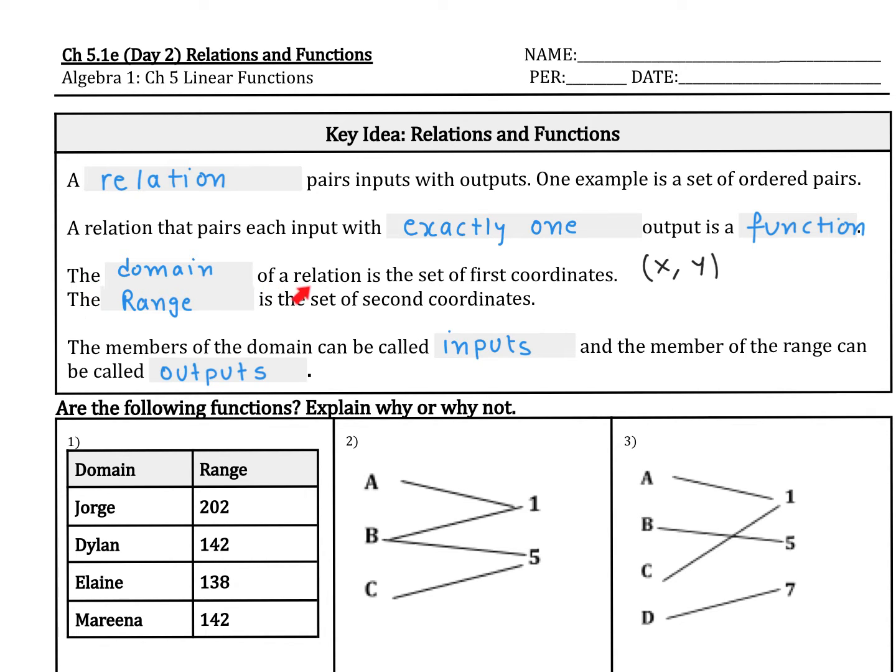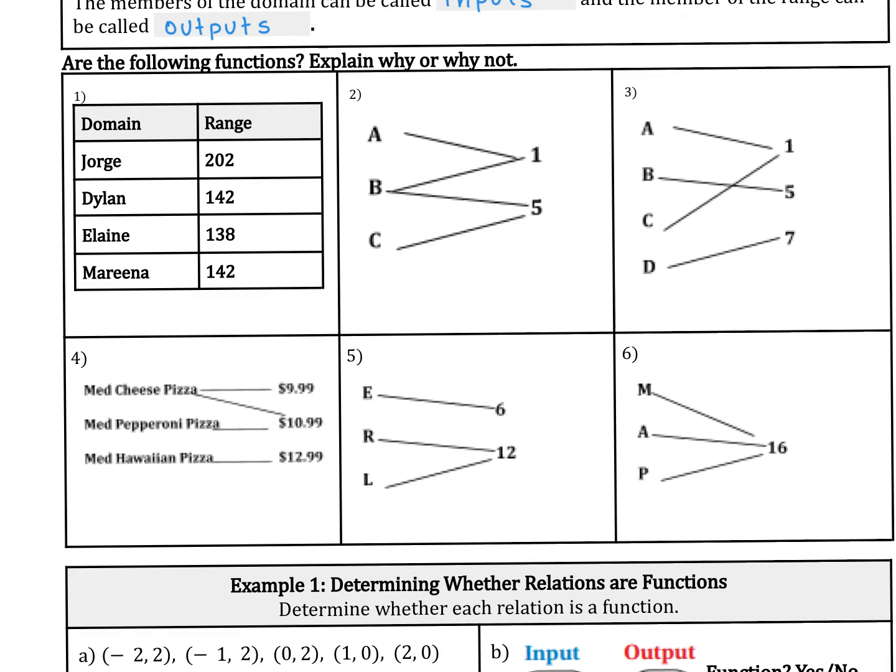The domain of a relation is the set of first coordinates, which are x values. The range is the set of second coordinates, which are y values. The members of the domain can be called inputs, so x values are called inputs, and the members of the range can be called outputs, so y values are called outputs. So, are the following problems functions? Explain why or why not.